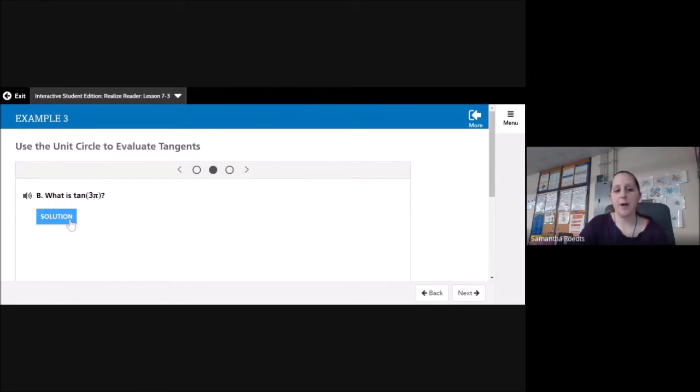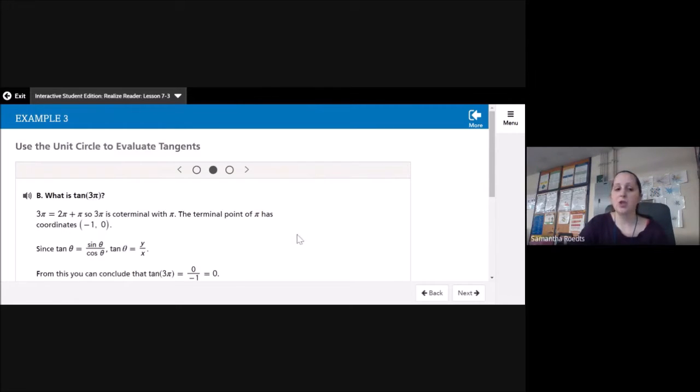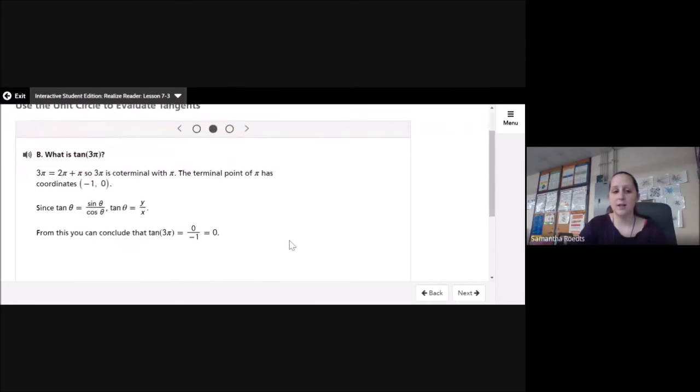What is tangent of 3 pi? 3 pi equals 2 pi plus pi. So 3 pi is coterminal with pi. The terminal point of pi has coordinates negative 1, 0. Since tangent of theta equals sine theta over cosine theta, tangent of theta equals y over x. From this, you can conclude that tangent of 3 pi equals 0 over negative 1, or 0.